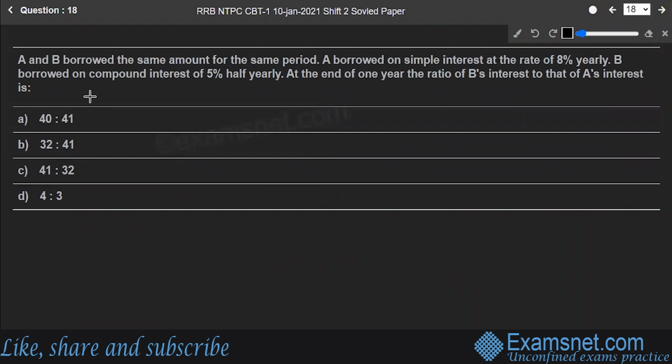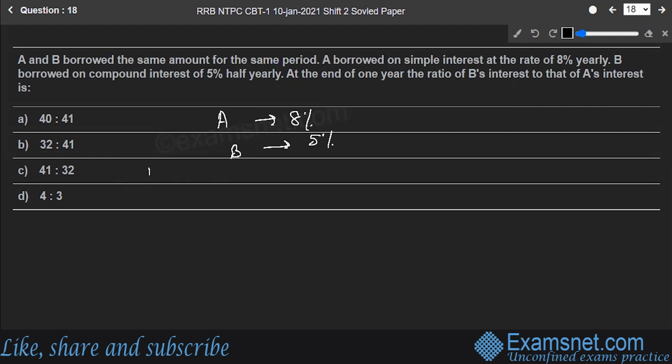A and B borrowed the same amount for the same period. A borrowed on simple interest at the rate of 8% yearly. B borrowed on compound interest at 5% half yearly. At the end of 1 year, the ratio of B's interest to that of A's interest is. Okay. So rate of interest of A is 8% and B is 5%. Now it is given B borrowed on compound interest of 5% half yearly.